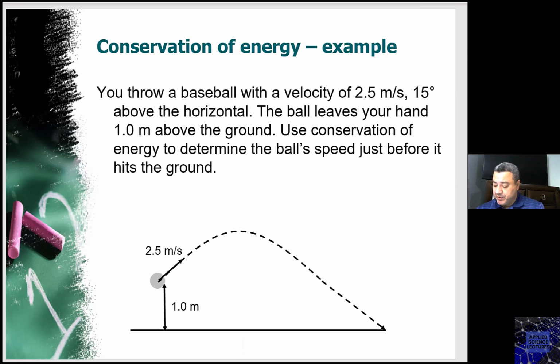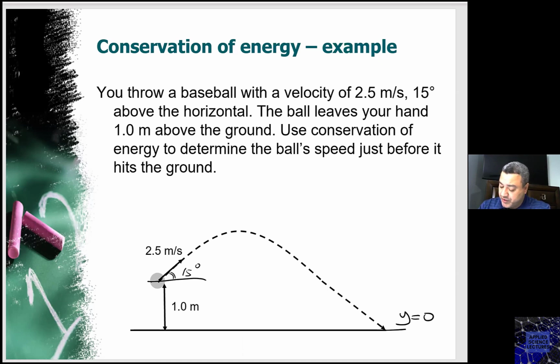In this example, you throw a baseball with a velocity of 2.5 meters per second, as you can see here, at 15 degrees above the horizontal. The ball leaves your hand with your hand 1 meter above the ground. So this is my ground. This is my reference, y equals 0.